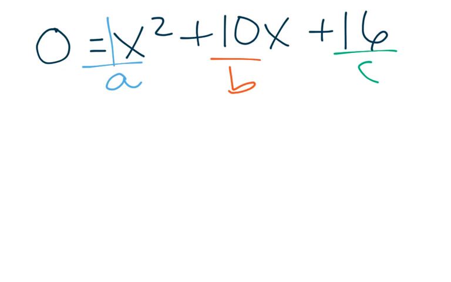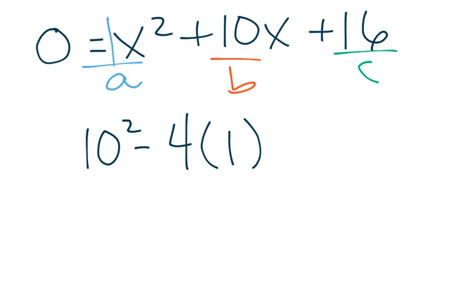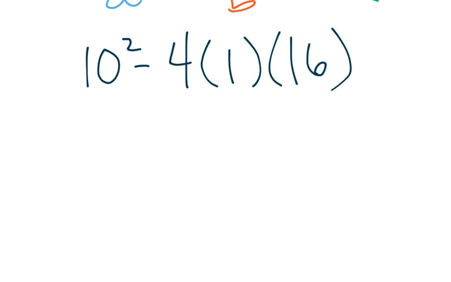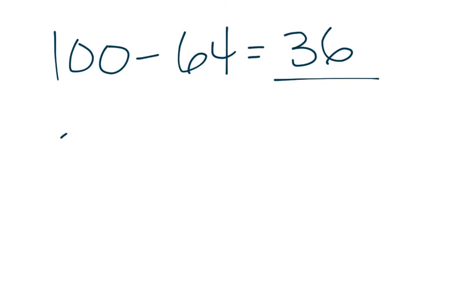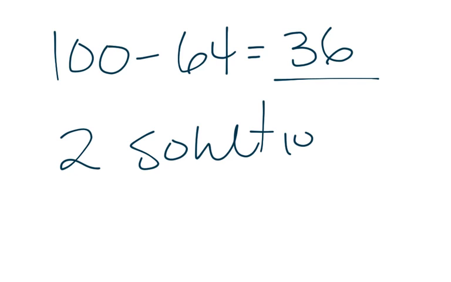So we are going to plug it into the equation. So b squared, that's 10 squared, minus 4 times 1 times 16. So 10 squared is 100, minus 4 times 16, which is 64, and that is positive 36. So anytime you have a positive number, we are going to have two solutions. So this is your answer.